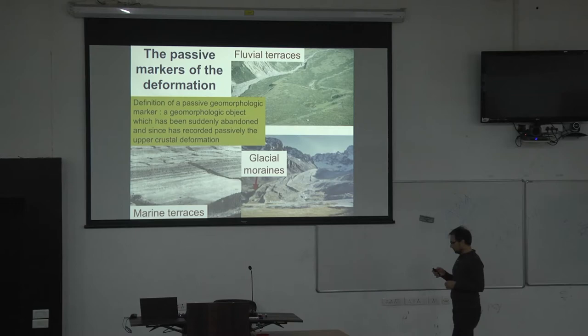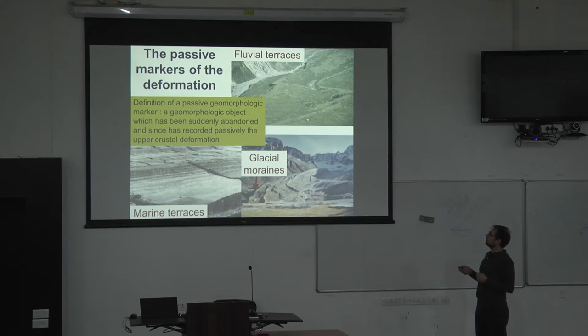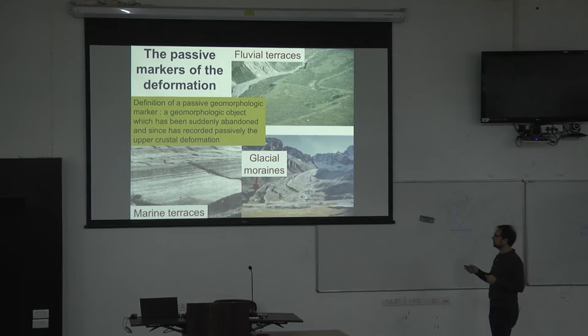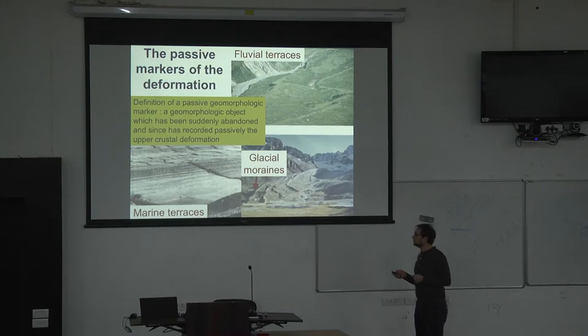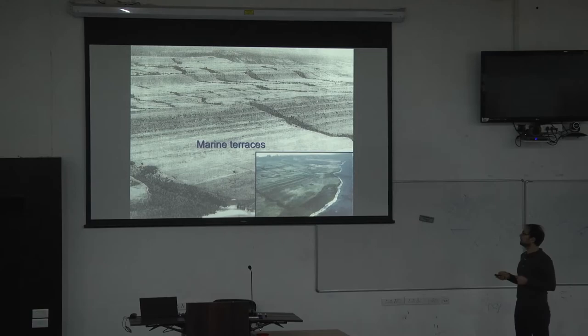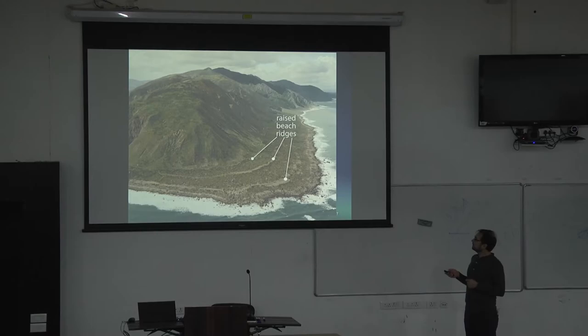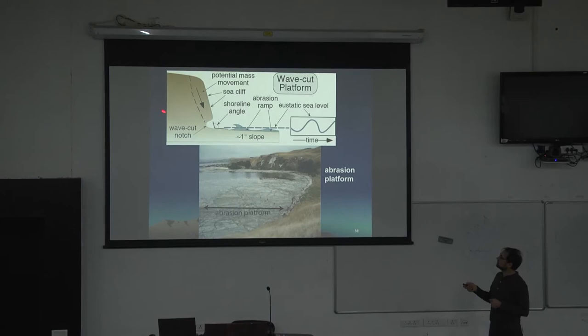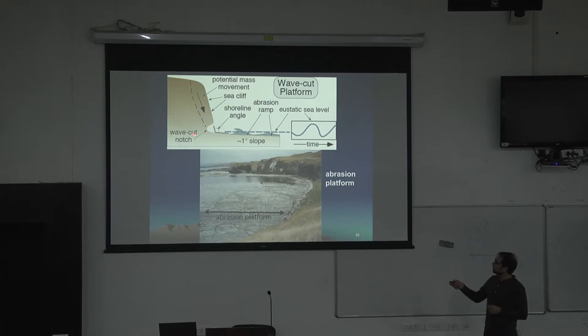So what we usually consider as passive markers of the deformation, we have three types: marine terraces, fluvial terraces, alluvial fans, and glacial moraines. So these are basically the types of geomorphic marker that we use in morphotectonics. Marine terraces: so you see here in Papua New Guinea, a series of nice risers, and in between each riser, some flat area. So each flat surface corresponds to terraces created by the repeated erosive action of the waves that will erode the bedrock and create this kind of abrasion platform.